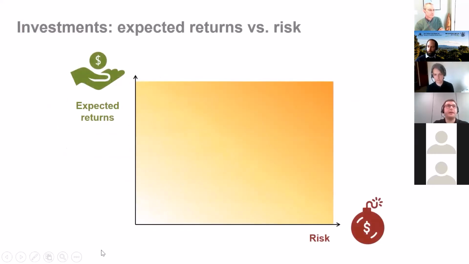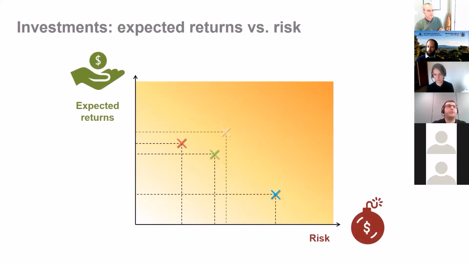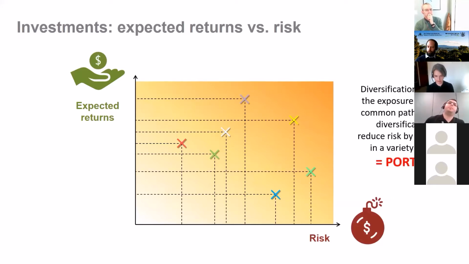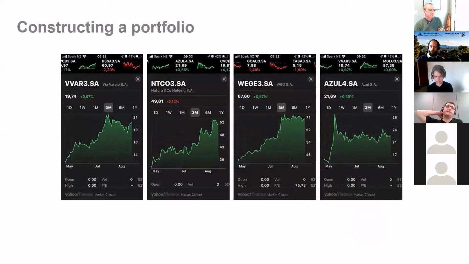So when we think about investments, arguably we can say that they are associated with an expected return and an expected risk as well, right? And different investments have different expected returns, different risks. And pretty much every investor would agree that diversification reduces exposure to risk, and a common path towards diversification is to reduce risk by investing in a variety of assets or investment options, and that is pretty much the definition of a portfolio. Okay. All right, so how do we construct a portfolio?